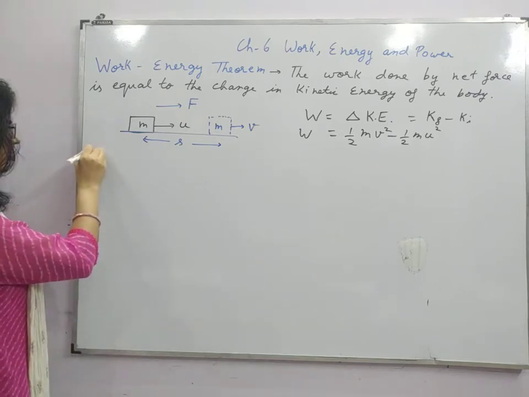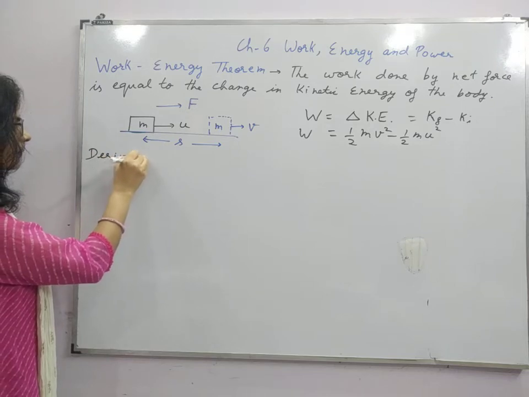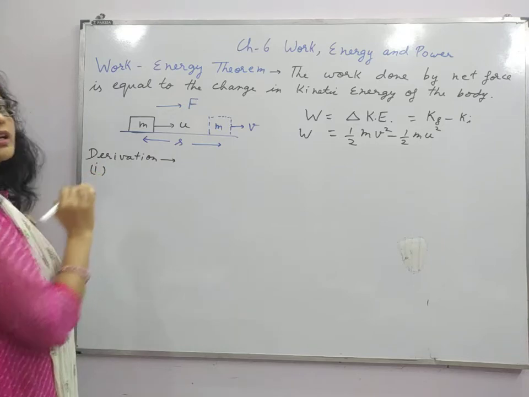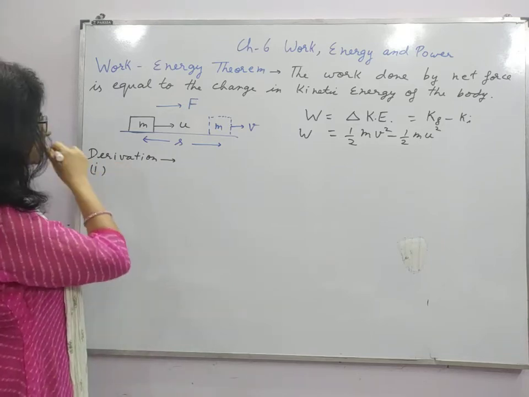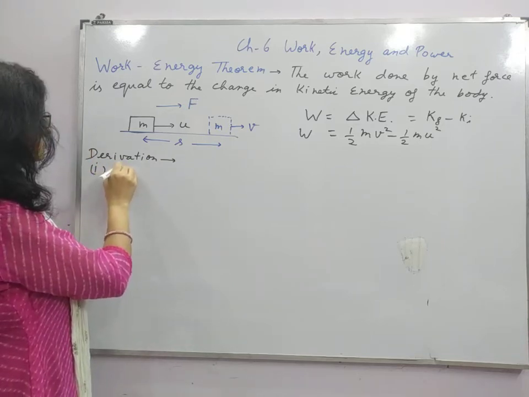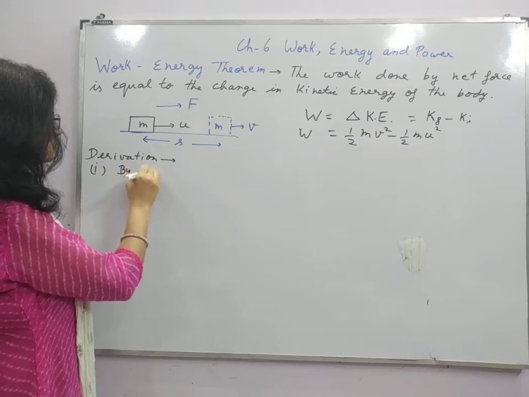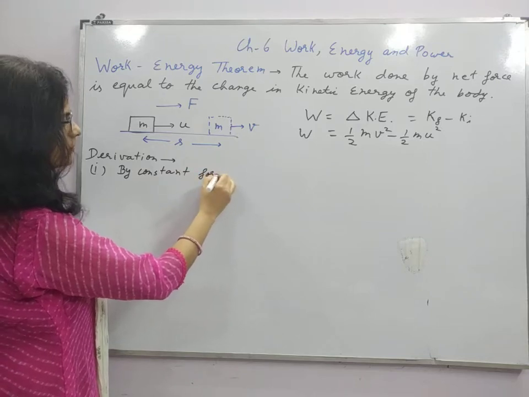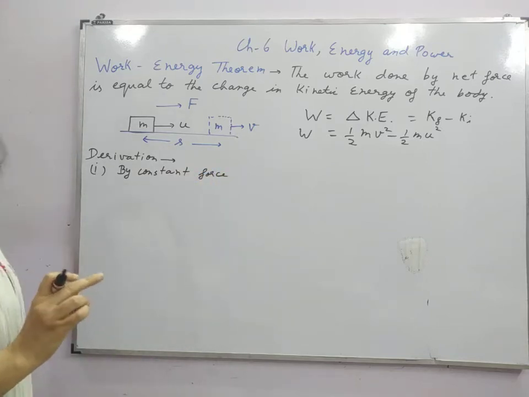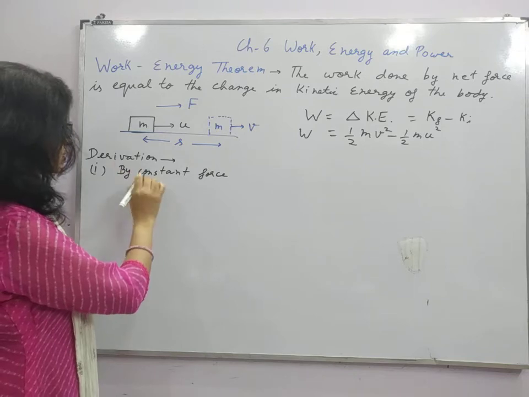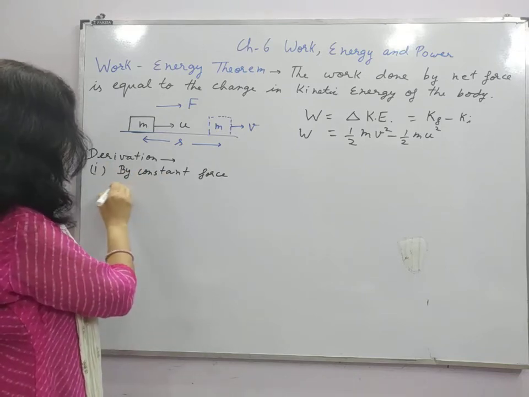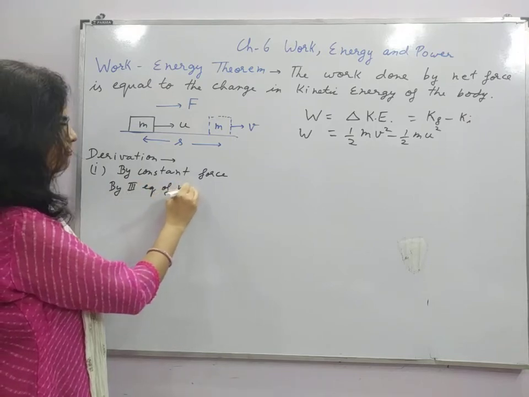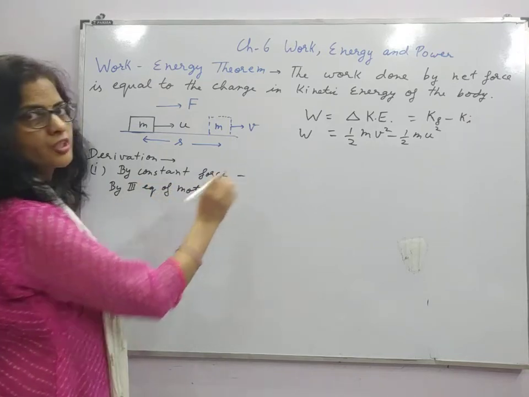So the first derivation is for work done by constant force. So this work done by constant force is equal to the change in kinetic energy. This derivation we are doing using the third equation of motion. So by the third equation of motion, what is the third equation?